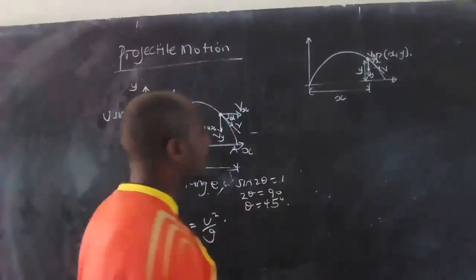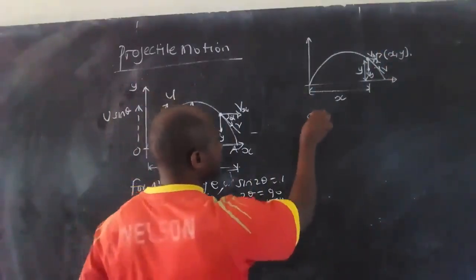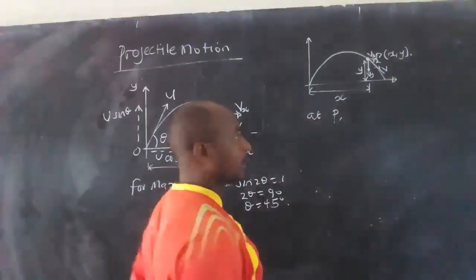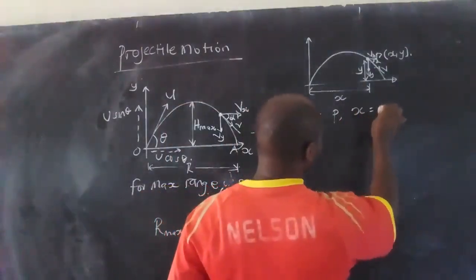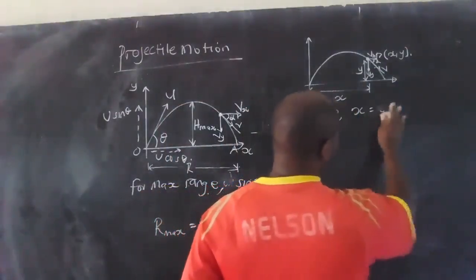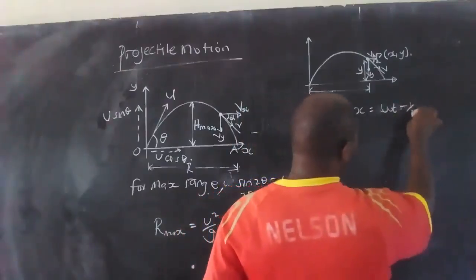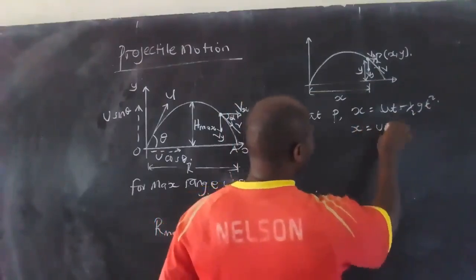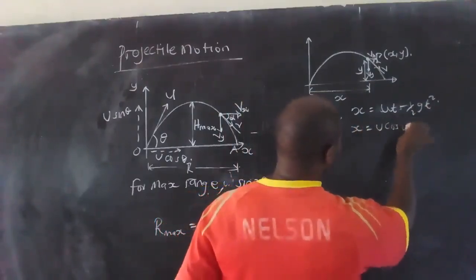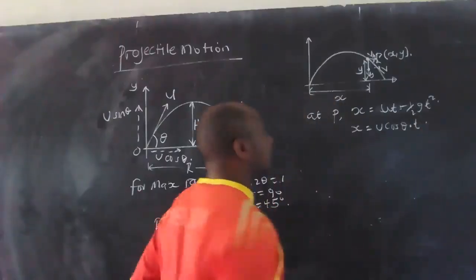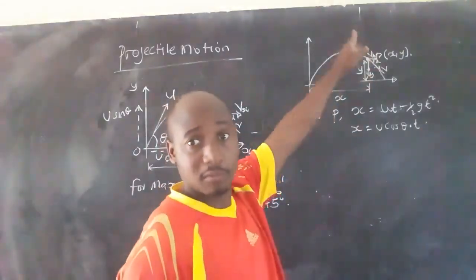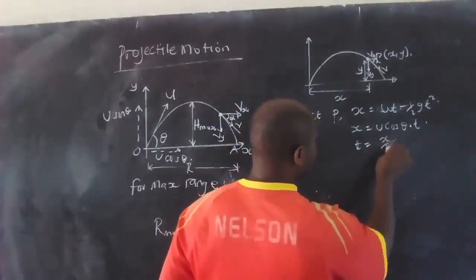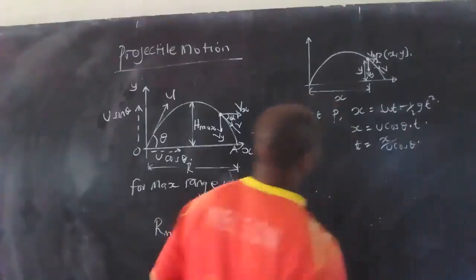Okay? So we shall now say at that point P, we know that g is equal to 0 horizontally. That means the distance x is equal to ut minus a half dt squared. So our x will now become u cos theta times t, where t is the time to reach this point, it's not the time for maximum. So our t will become x over u cos theta.